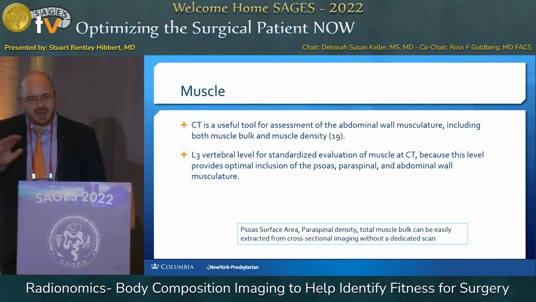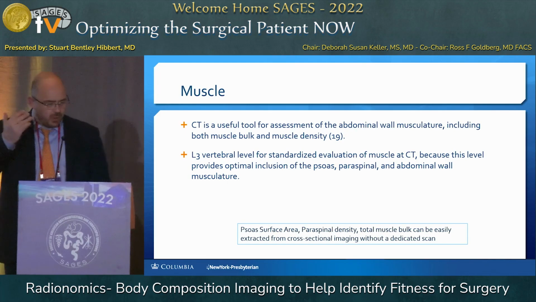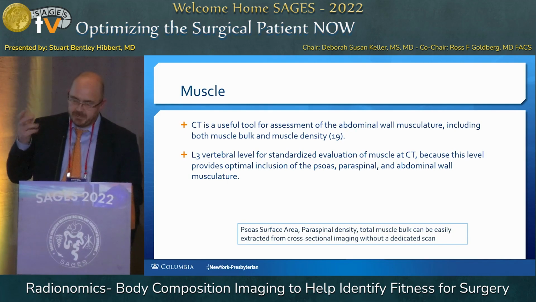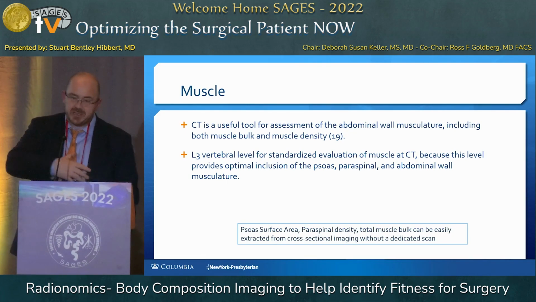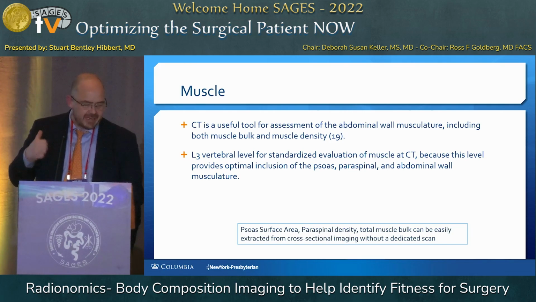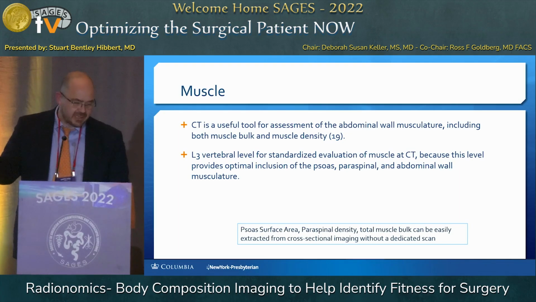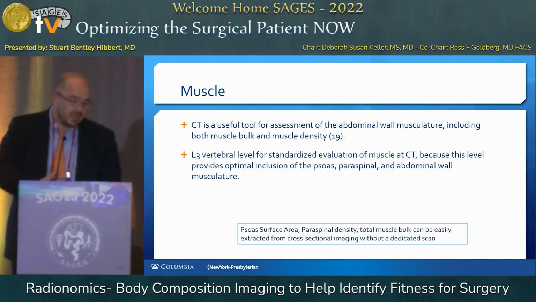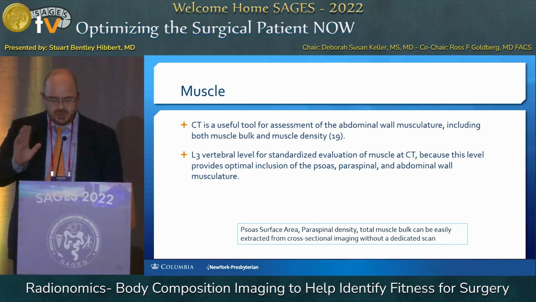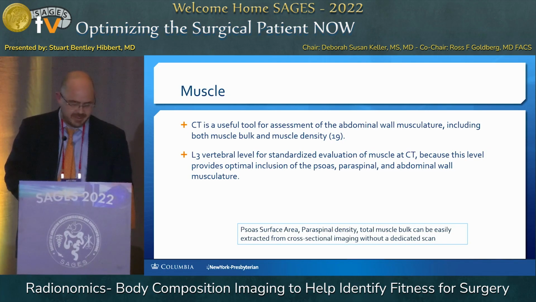CT is very good at identifying muscle. We always do it at the L3 level because we get the paraspinals, the psoas, and the total muscle mass. We measure both the density and the bulk of the mass. In this case, the psoas surface area, paraspinal density, total muscle mass, easy. Two seconds, press a button, it's done.